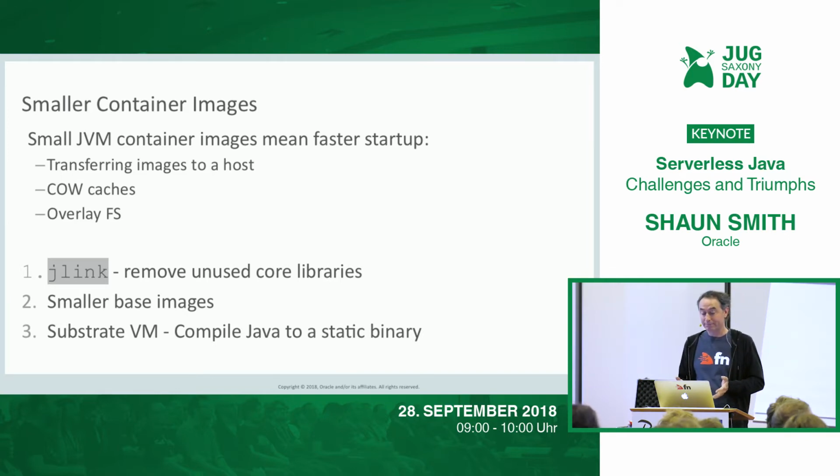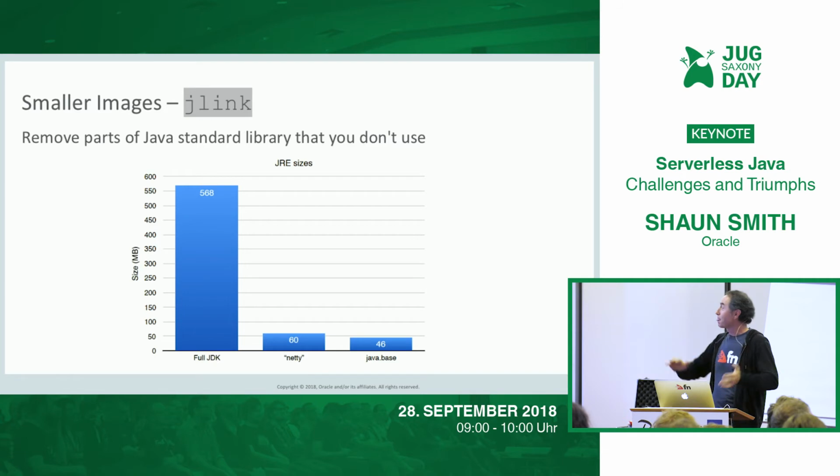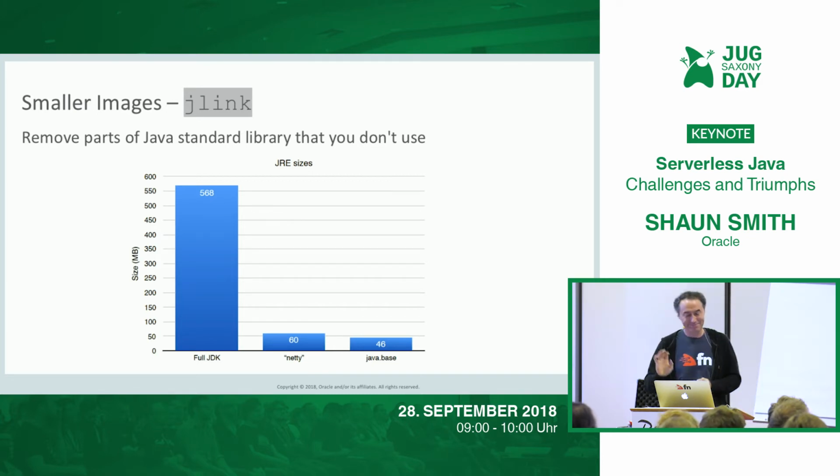So how do we do that? Well, we have a couple of options. JLink is there, for removing classes you don't need. Anyone using JLink? Oh, they're going to be so disappointed back there. Okay, I won't tell them.